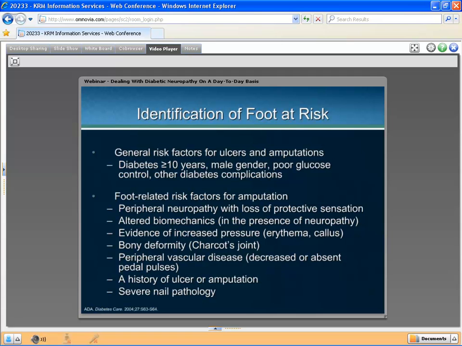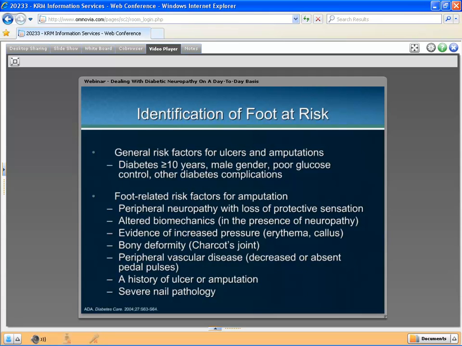The foot-related risk factors for amputation are particularly related to peripheral neuropathy, and especially that person who has lost protective sensation. Altered biomechanics, evidence of increased pressure, callus, for instance, bony deformity, not just a Charcot joint, but that person who may have hammer toes, peripheral vascular disease, and we may be able to screen for that by checking for pedal pulses. And then certainly anybody who's had a previous ulcer or amputation would be at greater risk.